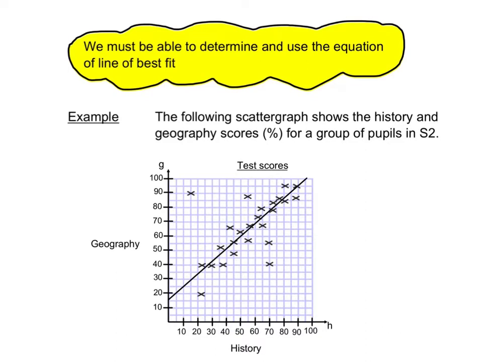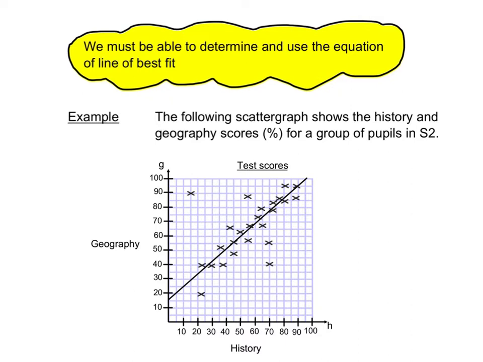The very last part of our scattergraphs work is being able to determine and use the equation of the line of best fit. We've already looked at how to create a scattergraph and how to draw the line of best fit. Now, you're probably quite unlikely to be asked to do either of those things in the exam. You're much more likely to get a question along the lines of, here's a scattergraph that's already drawn, here's a line of best fit we've already drawn, what's the equation of that? And then it might ask you to go on and use that equation to do something else.